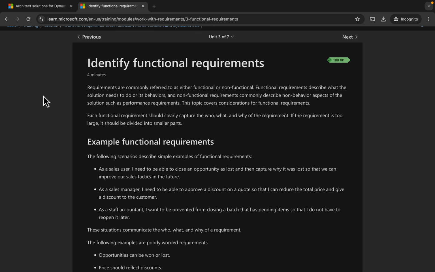Identify functional requirements. Requirements are commonly referred to as either functional or non-functional. Functional requirements describe what the solution needs to do or its behaviors, and non-functional requirements commonly describe non-behavior aspects of the solution, such as a performance requirement. This topic covers considerations for functional requirements. Each functional requirement should clearly capture the who, what, and why of the requirement. If the requirement is too large, it should be divided into smaller parts.